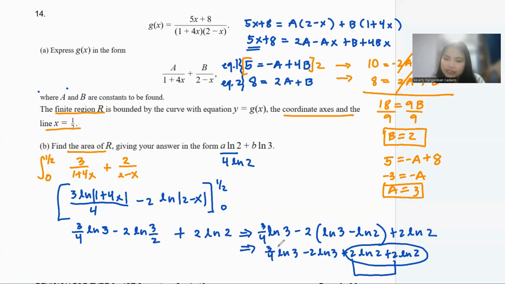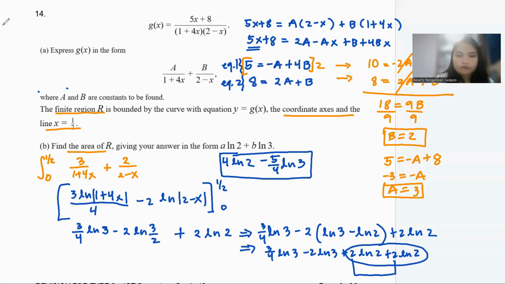Now, this one is the last one. You're just going to combine 3/4 minus 2. Then that's a total of negative 5/4. So 5/4 ln3. Okay, let's go with the last one.